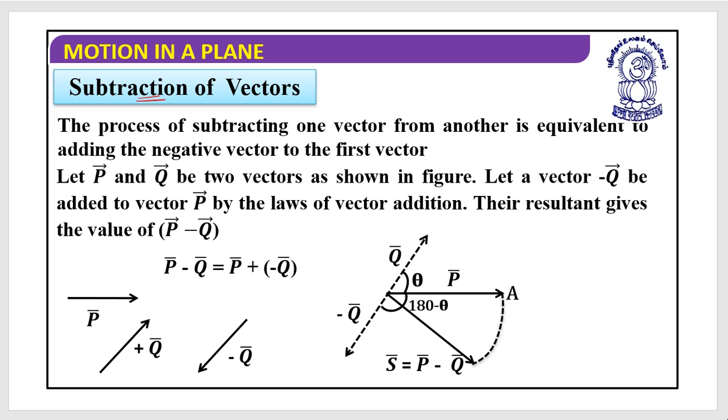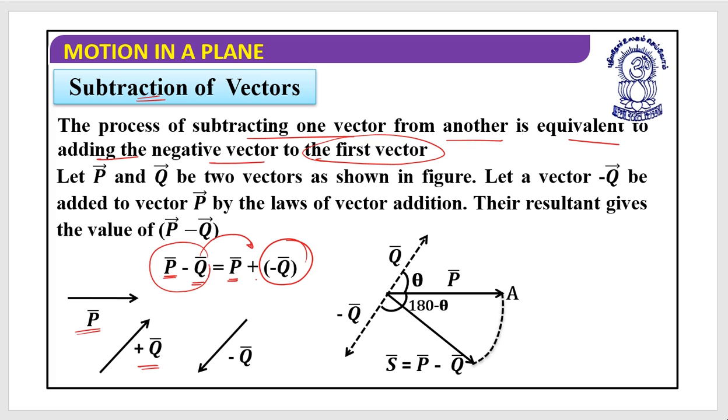Basically, subtraction of vectors means subtracting one vector from another is equivalent to adding the negative vector to the first vector. I hope you remember this: suppose I want to perform p minus q, then I am supposed to do vector p plus vector minus q. Let's say this is my first vector p, this is my second vector q, and if I need to perform p minus q, I need to convert this plus q into a minus q.